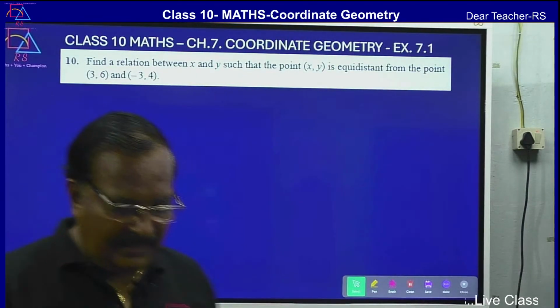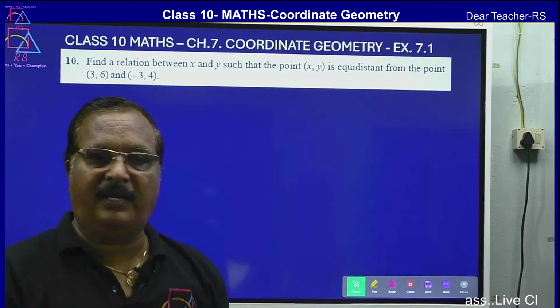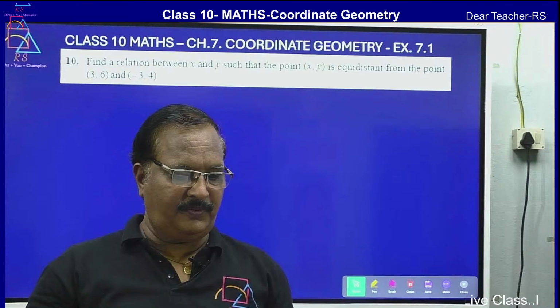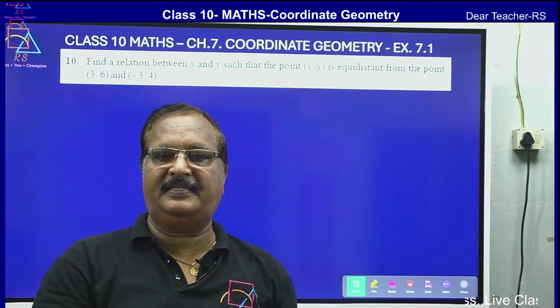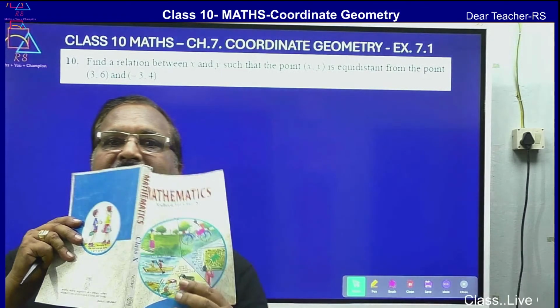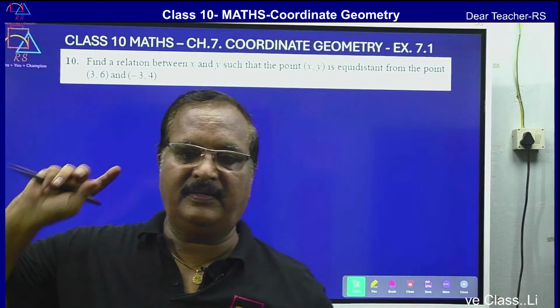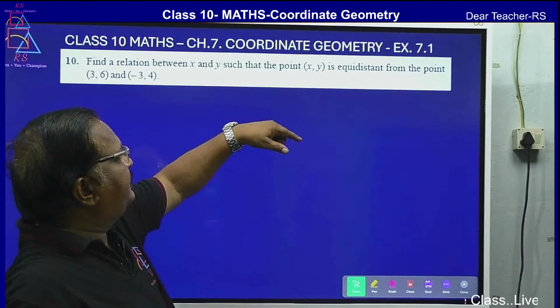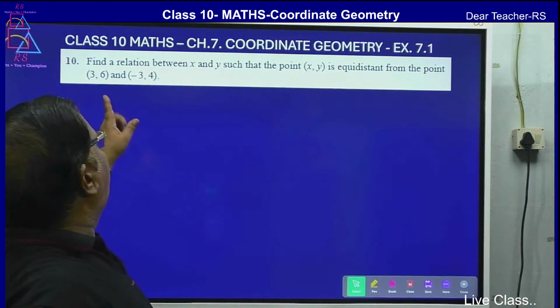I think this is the last question. Last question of the exercise. Let me complete this last. I have a book and I have it on this one also, right? So find a relation between x and y so that P(x, y) is equidistant to (3, 6).